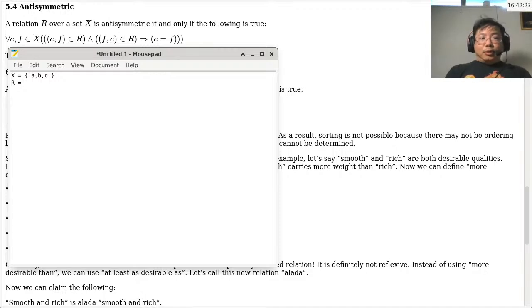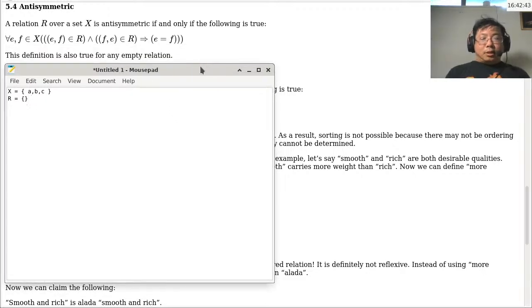So the first thing we usually look at, based on what we have already discussed in the past, is the empty set. So the question is, is the empty set antisymmetric or not? I'm going to let you think about this a little bit, and then I'll tell you what the answer is and why that is the case. So the question is, the empty set is or is not antisymmetric?